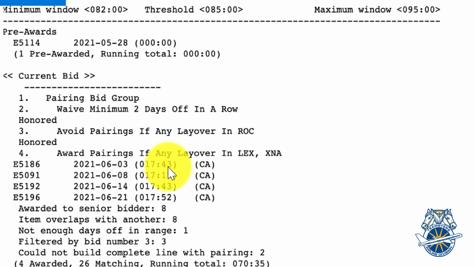And we can see here that the system was able to give him 4 trips, equaling about 17 hours and 40 minutes apiece. Then it talks about the senior bidders, 8. So there were other trips that had these same layovers that could have been worth more, but those were awarded to a senior bidder. Really? Somebody else was bidding those Lexington and XNA overnights, and they took them away from me, huh? Eight guys and gals did that, huh?